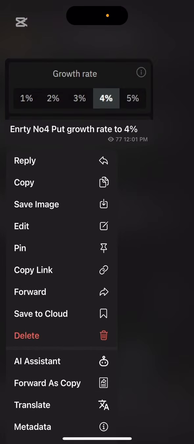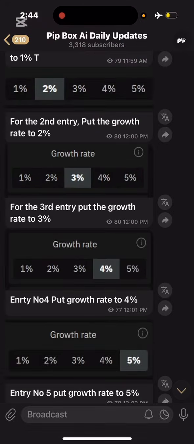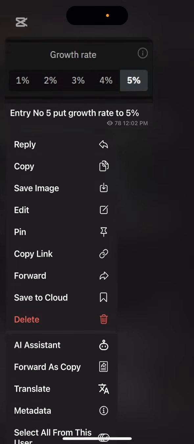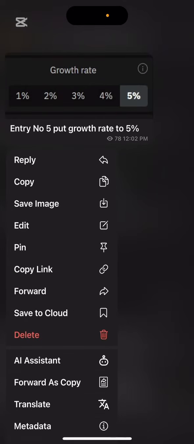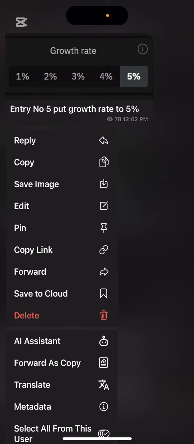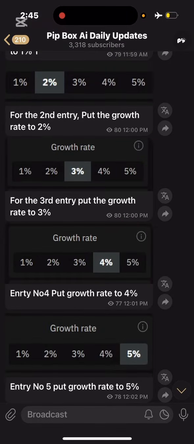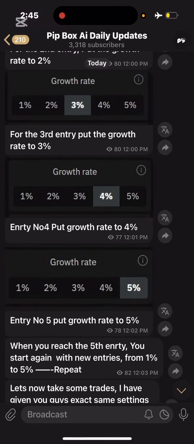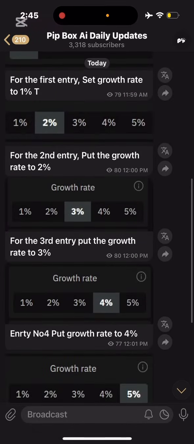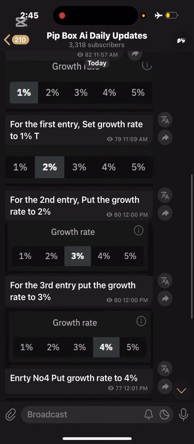For the fourth trade, you will use 4% as your growth rate. For the fifth trade, you will use 5% as your growth rate. Okay, now you need to be doing this every single time. After getting to 5%, you will start again. You will go back to the growth rate.